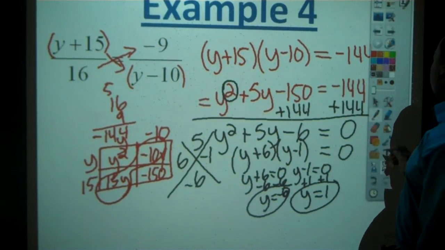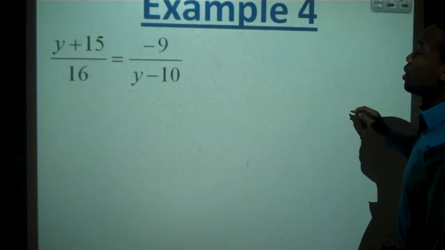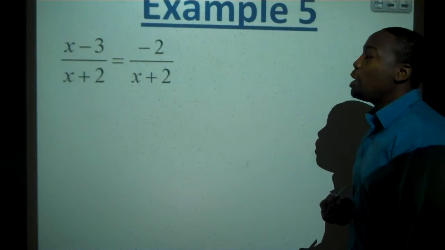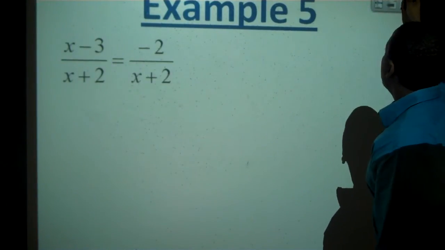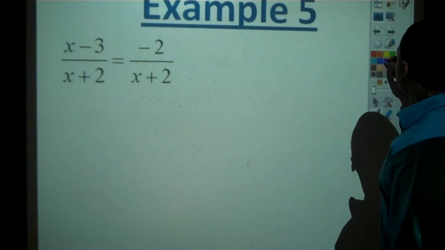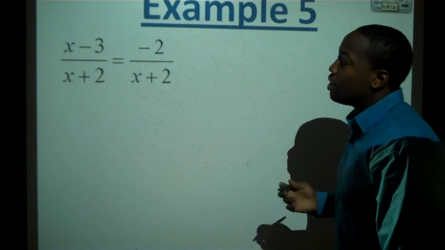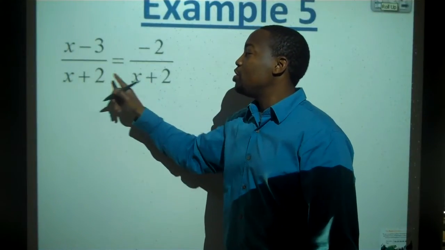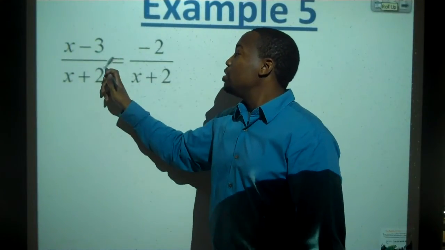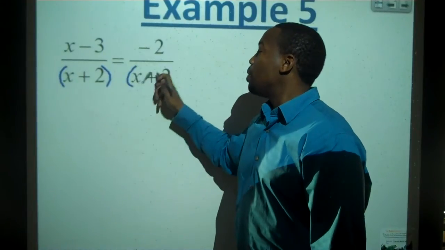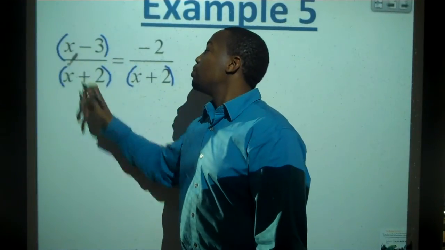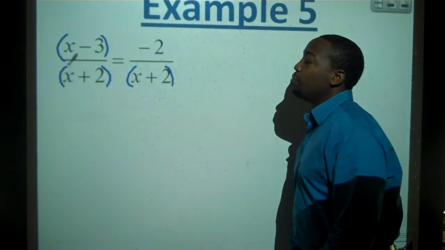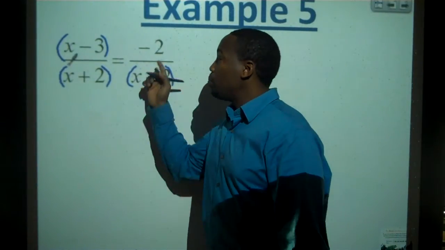So, example 5. Okay, example 5. Now we have 3 trinomials. Right? I'm going to change color. So not 3 trinomials, 3 binomials, excuse me. 3 binomials, right? So this is a binomial here, this is a binomial here, and that's a binomial there. Alright? So first step, multiply across.